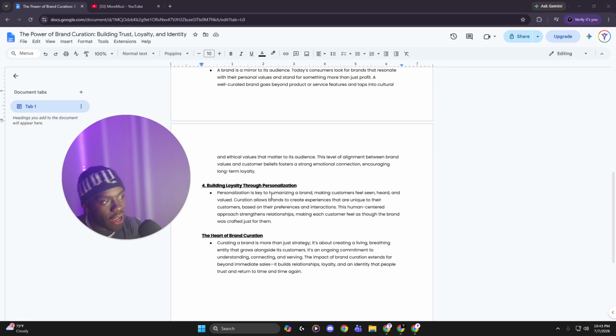Curation allows brands to create experiences that are unique to their customers based on their preferences and interactions. The human-centered approach strengthens the relationship, making each customer feel as though the brand was crafted for just them, okay? So oftentimes, to get this, you can get hyper-personalized with your content. You can speak to a specific issue.